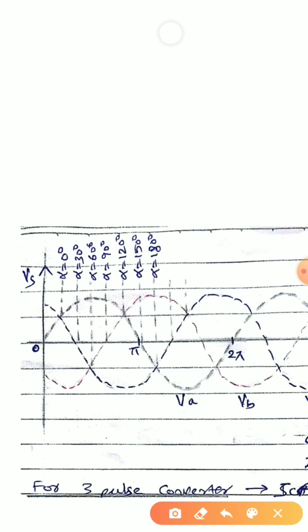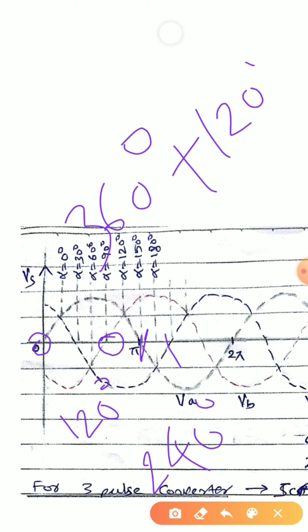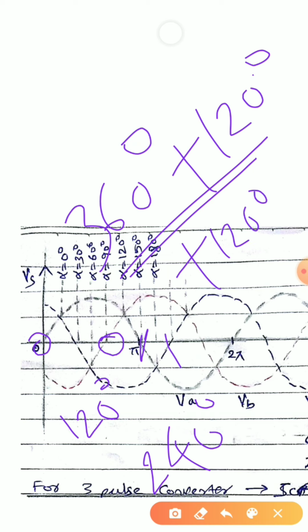Now here we clearly know that each phase will have a difference of 120 degrees. For example, if the first phase is starting at 0, the second phase will be starting at 120 degrees and the third phase will be starting at 240 degrees. So if the first phase is getting over at 360 degrees, the second phase will get over at 360 plus 120 degrees, and the third phase will get over at 360 plus 240 degrees. So this is a clearly understood concept about three-phase.